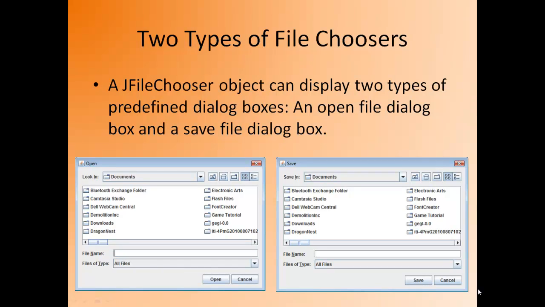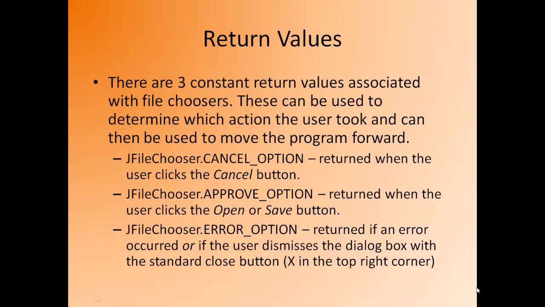There are 2 types of file choosers. A JFileChooser object can display 2 types of predefined dialog boxes: an open file dialog box, shown on the left, and a save file dialog box, shown on the right. As the names imply, the open file dialog box is used to open a file, and the save file dialog box is used to save a file. The only noticeable differences in the 2 boxes are the titles and the buttons.